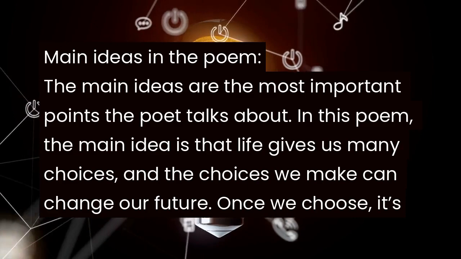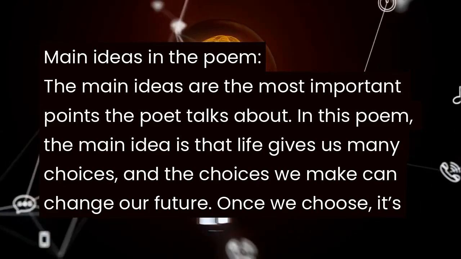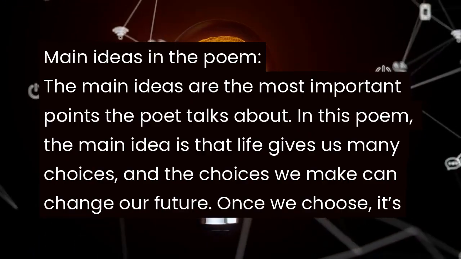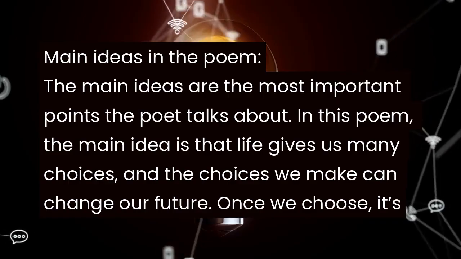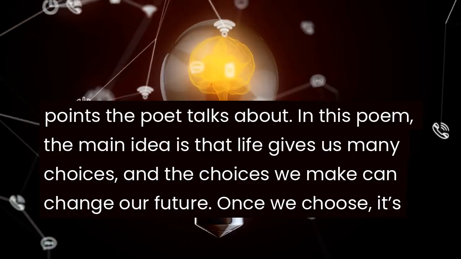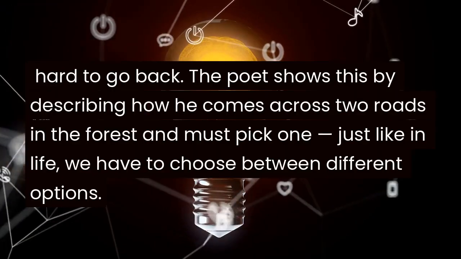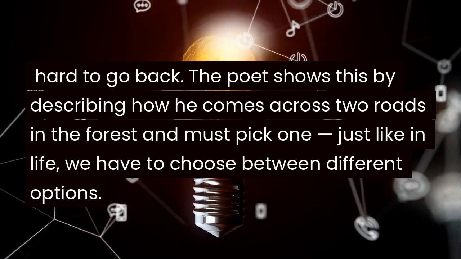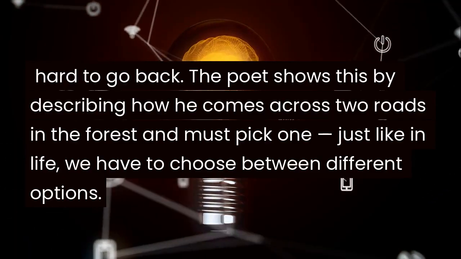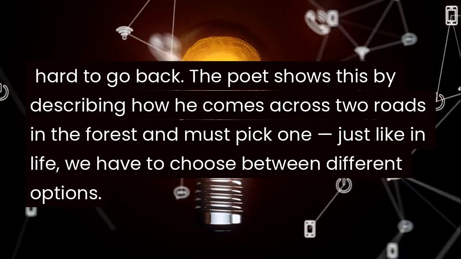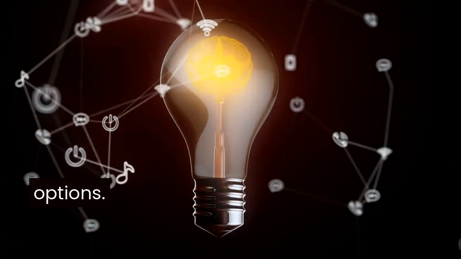Main ideas in the poem. The main ideas are the most important points the poet talks about. In this poem, the main idea is that life gives us many choices, and the choices we make can change our future. Once we choose, it's hard to go back. The poet shows this by describing how he comes across two roads in the forest and must pick one. Just like in life, we have to choose between different options.